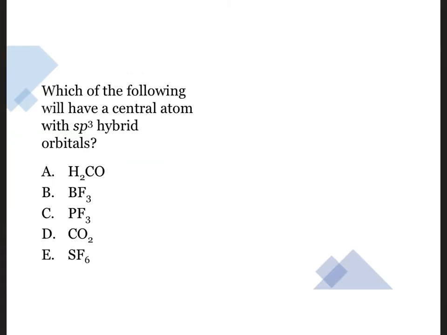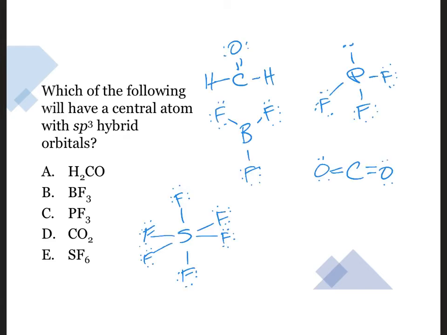Okay, so here's a question for you. Which of the following will have a central atom with sp3 hybrid orbitals? To figure this out, you really have to draw out the Lewis structure for every single one and figure it out from there. So let's do that.